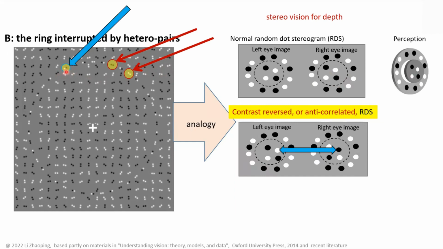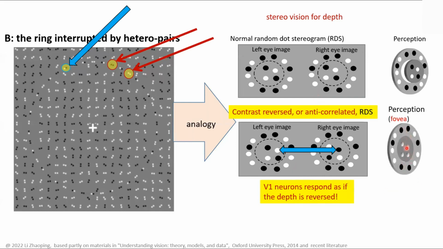heteropairs. And remember, heteropairs always see the opposite. Orientation opposite is orthogonal. Depth opposite is whatever is in front, it says behind. So the V1 neurons will respond as if this disk is in the back, even though the binocular disparity says it's in front. None of the V1 neurons activated are neurons who prefer front. And then what do you see in your central vision? You don't see it's in back. What's going on? Central vision does not get fooled.